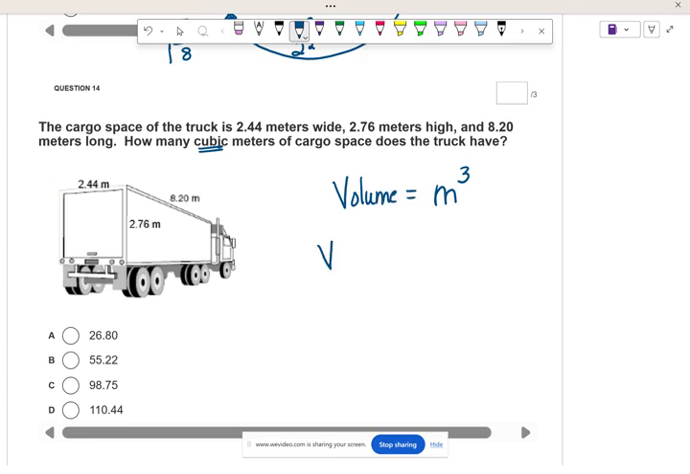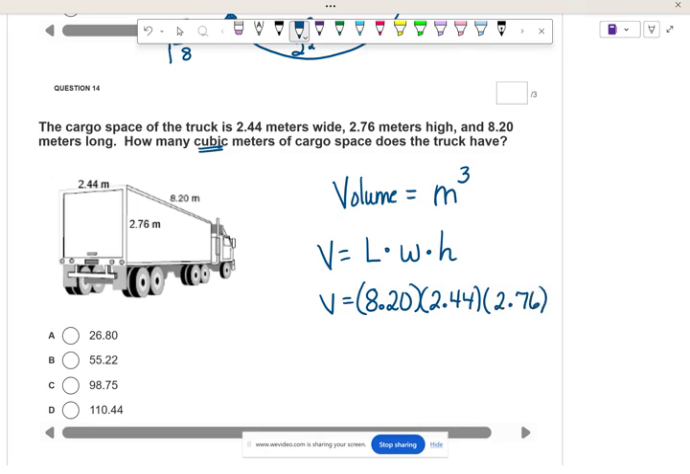All right, the volume of a rectangular prism is length times width times height. Let's see. The length was the 8.20. The width was 2.44. And the height was 2.76. All right, let's go type all those decimal numbers into our calculator and see what we get.